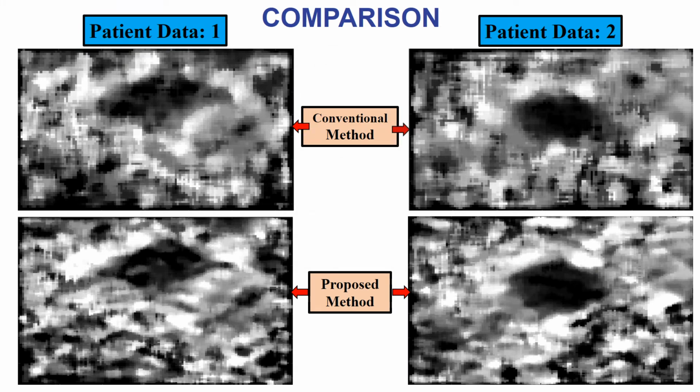Now let's look into a comparative assessment between the conventional method and our proposed one. The top two strain images are generated using the classical approach, while the bottom two images are generated using our proposed algorithm. As you can see, our proposed method leads to better strain images with lesser decorrelation noise and higher contrast. The lesion boundaries are also sharper with enhanced visual appearance.